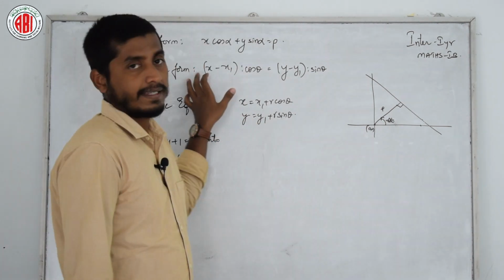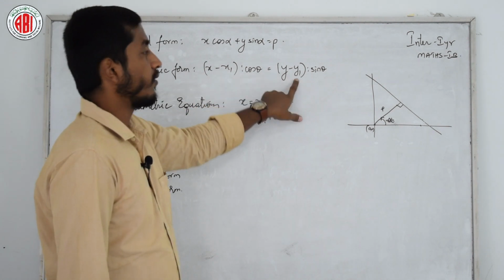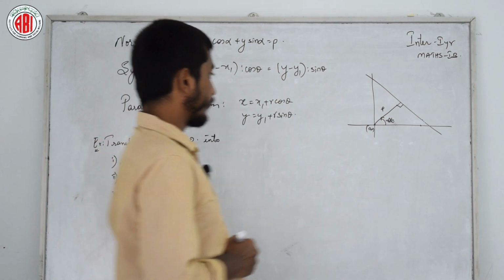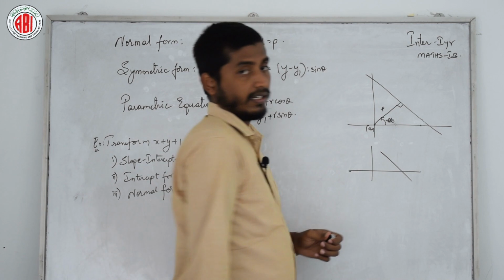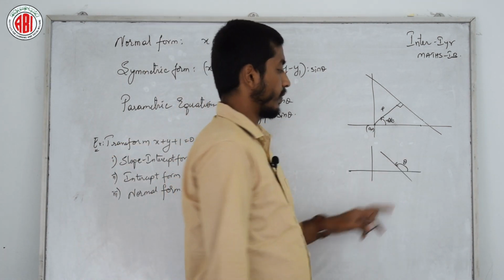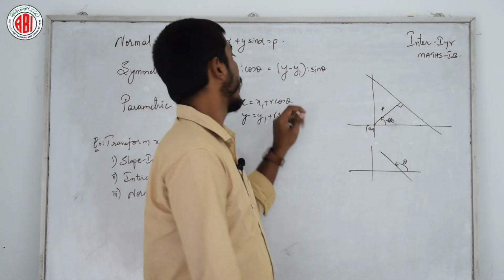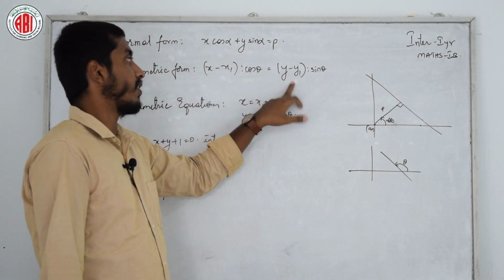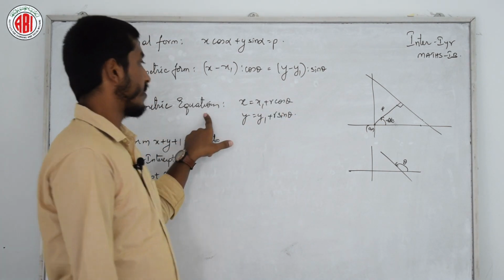Is it okay? The next is symmetric form. Symmetric form consists of one point through which it passes, that is x1 and y1, and the angle is also given here. This is quite different from the angle which we discussed before. If this is a line that is making an angle theta with the positive x-axis in the anti-clockwise direction, therefore it can be written as x minus x1 by cos theta equal to y minus y1 by sin theta. The third thing is parametric equations.